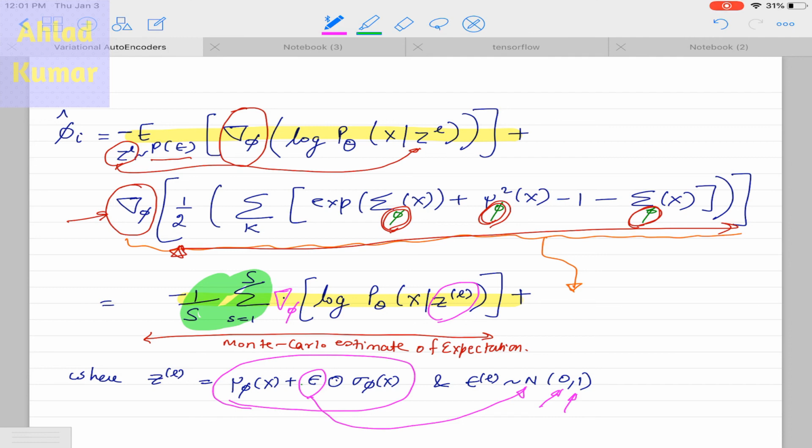So let's conclude this lecture by saying that the reparametrization trick is needed because of the inability to take the derivative with respect to phi of the loss function. That is why we are using the reparametrization trick to avoid this situation.